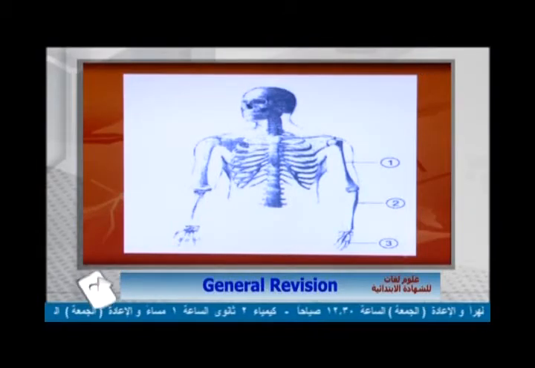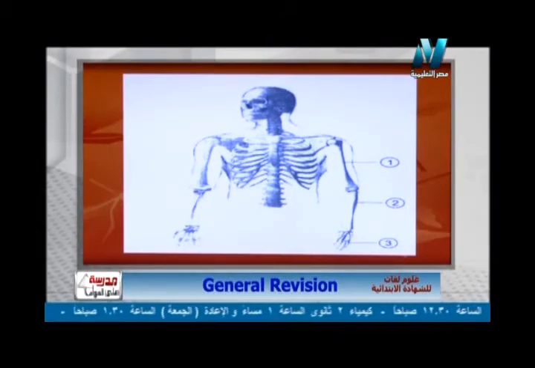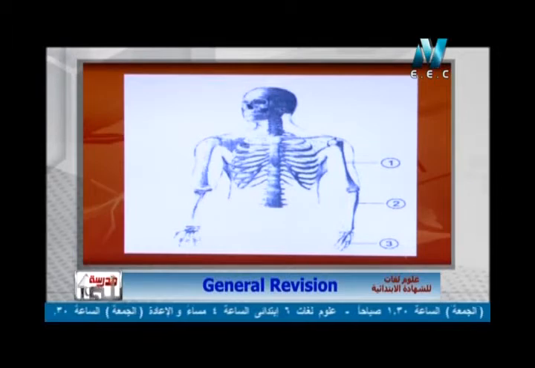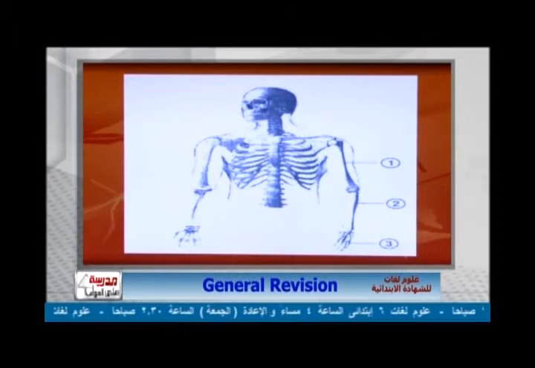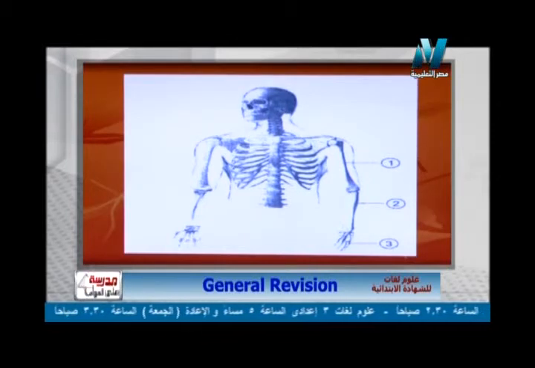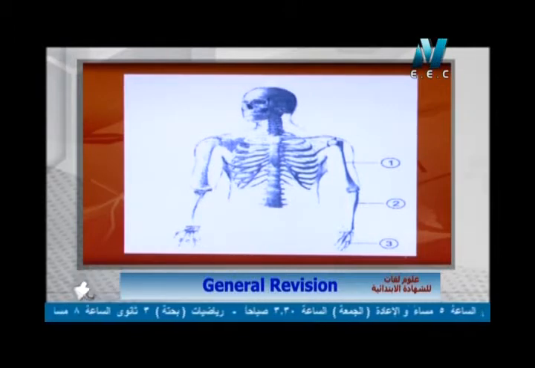Label the following diagram. This question or this image is very important because it illustrates the very important upper limb, الأطراف العلوية, upper limb. Number one will be humerus bone, أو عظام العضد. Number one will be humerus bone. Number two will be forearm bones, and at last number three will be hand bones.